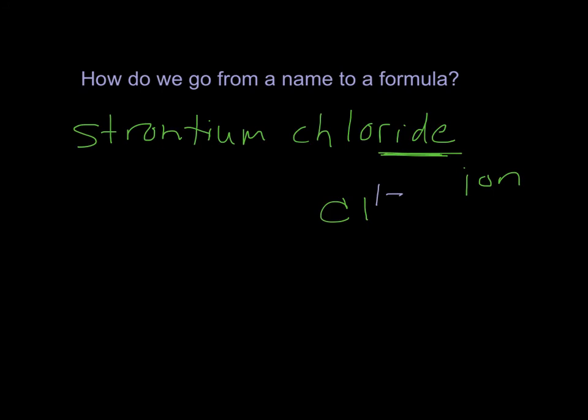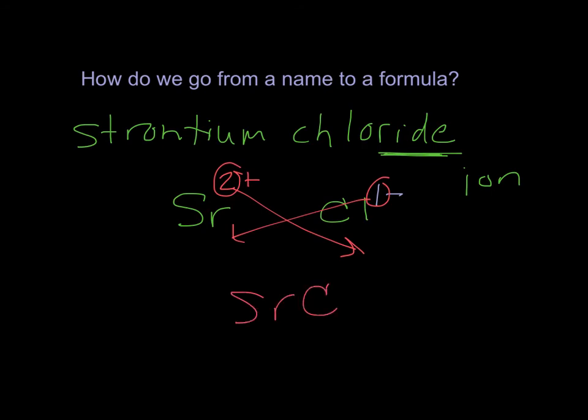Then we're going to go to our periodic table and find strontium. It's in group 2, towards the bottom. So this is going to be Sr, and its oxidation number, since it's in group 2, is a +2. Then the only thing we need to do is take this and cross it here, and take this and cross it there, and we would have SrCl2.